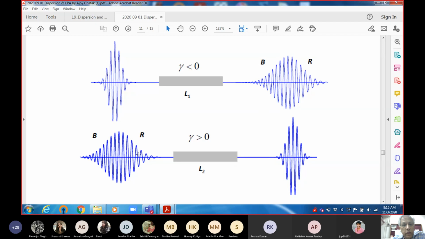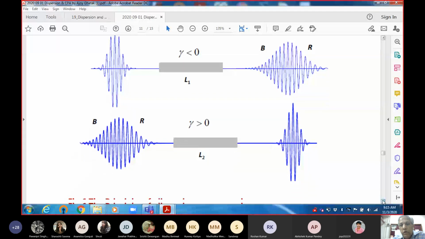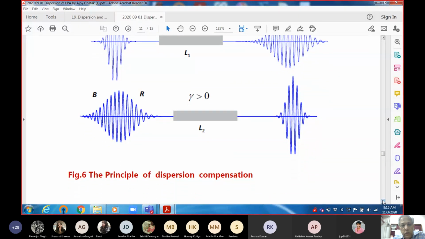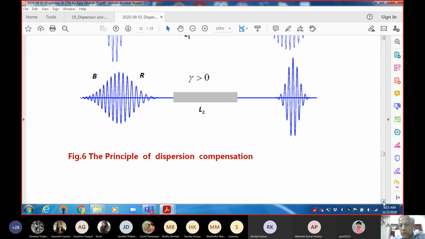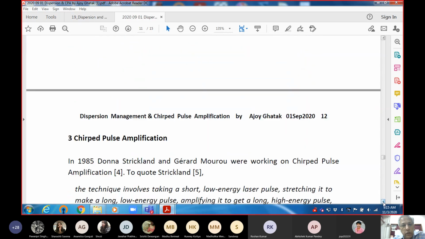So if you pass this pulse through an opposite dispersion medium, then it will be again unchirped, and this is the principle of dispersion compensation. So I will come to this point.